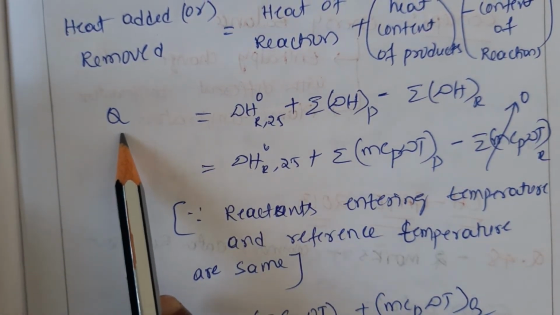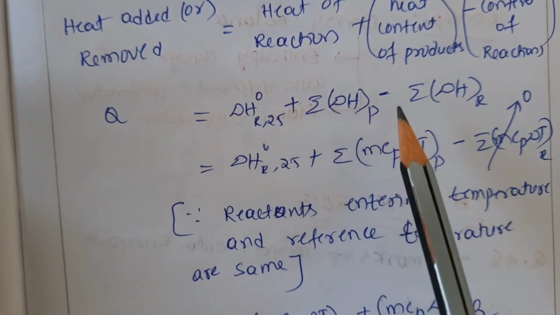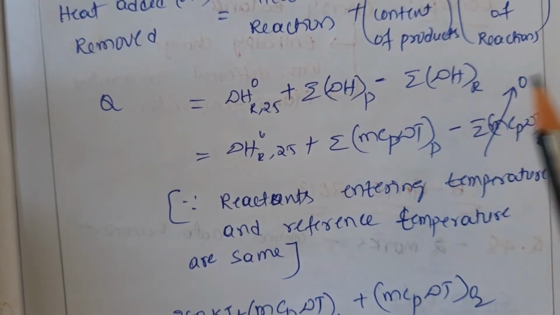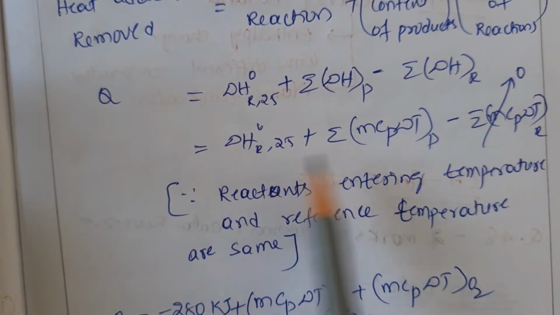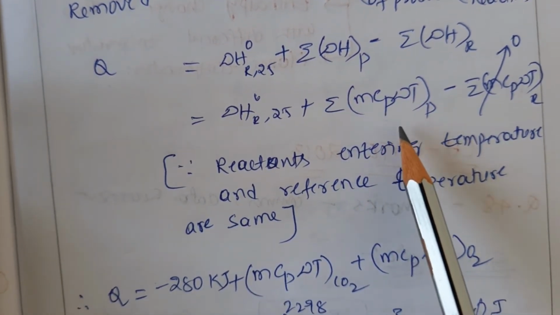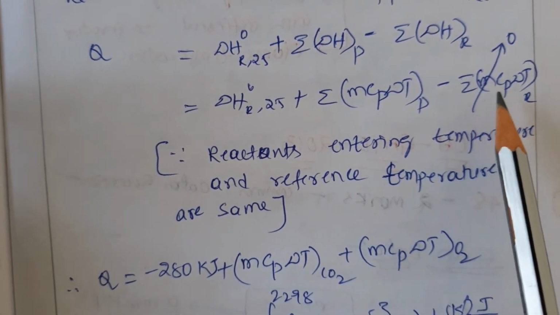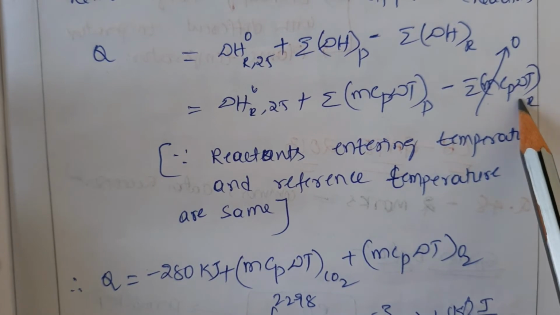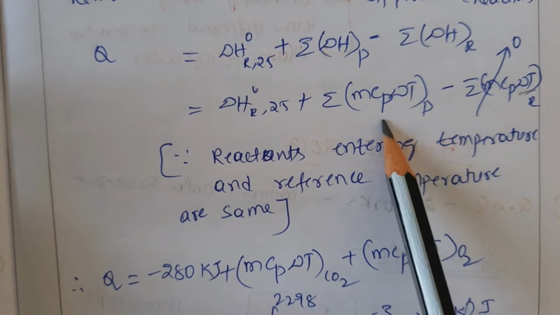Q we have to calculate. The heat of reaction we have already calculated. Here, the heat content of the products minus the heat content of the reactants with reference to the reference temperature, in terms of heat capacities, I can write like this. The enthalpy change is equal to m Cp delta T. Here the heat content of the reactants will be 0. Why? Because the reactants entering the reactor and the reference temperature are both the same, so delta T will be 0 and this term will be 0. We only have to calculate the heat content of the products.